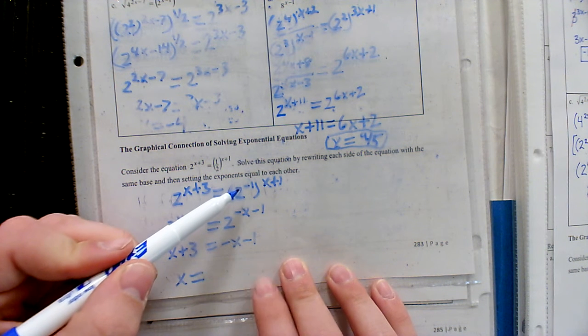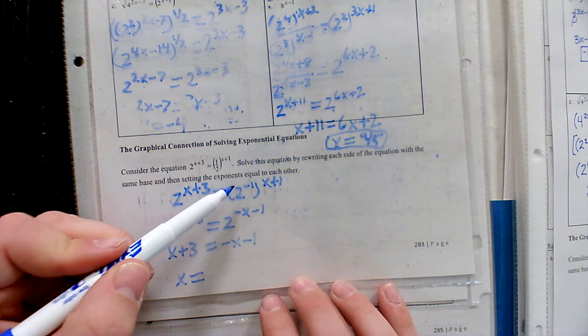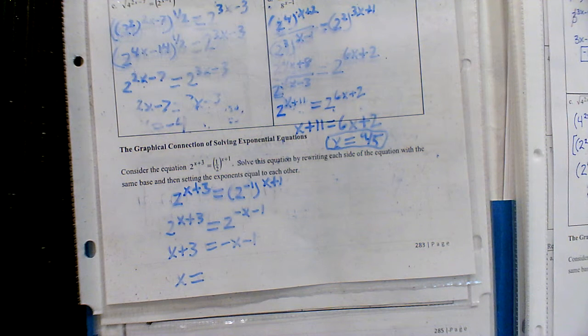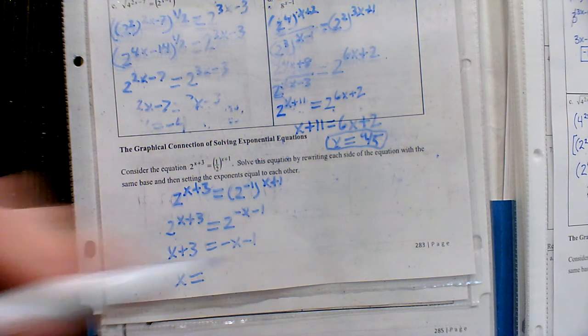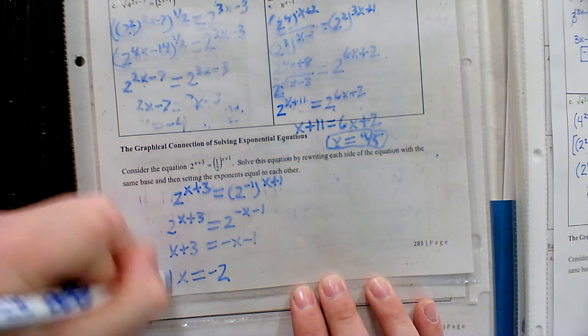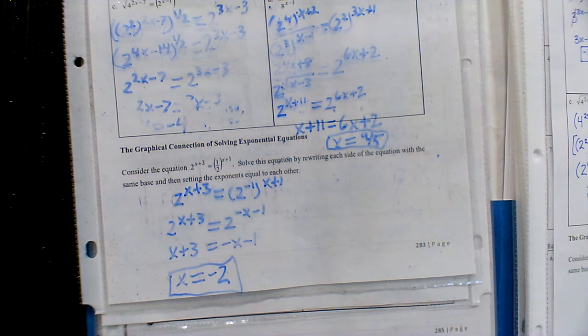Did you have this to the negative first? I see what I did wrong. Sorry. That's okay. x minus... equals negative 2, yes. x equals negative 2. Does anybody else have any questions about that?